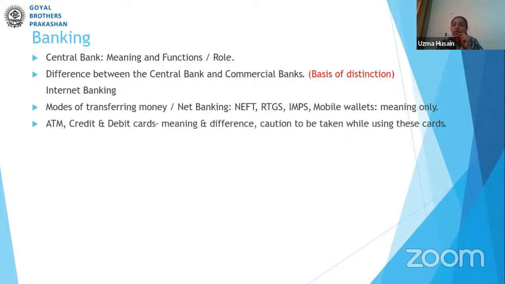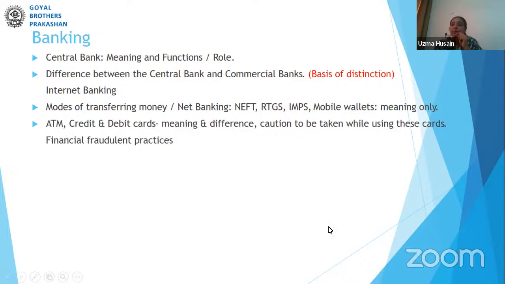Next, coming to ATM. The full form for ATM is automatic teller machine. Then we have the credit and the debit card. When we talk about the plastic card, it is important for us to make them understand how a debit card is different from a credit card, the difference between them, the meaning of it, and, most importantly, the caution to be taken while using these particular plastic cards. When we are using these cards, what caution is required by the card holder?